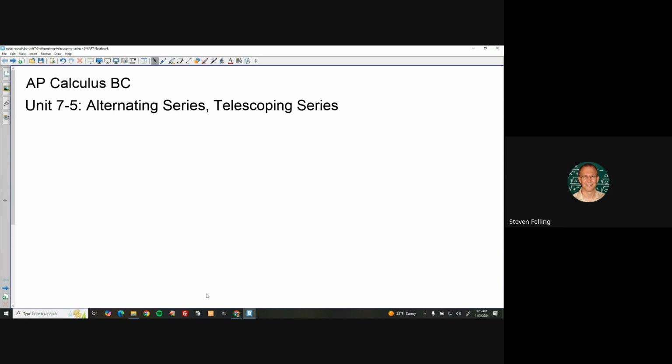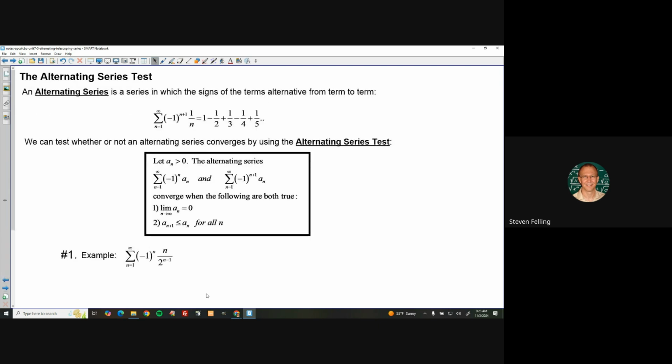The alternating series test is used very, very frequently. Telescoping series is probably the rarest of all the tests, but they both involve mixtures of positive and negative terms, so it's good to consider them together. All right, so first, what is an alternating series?